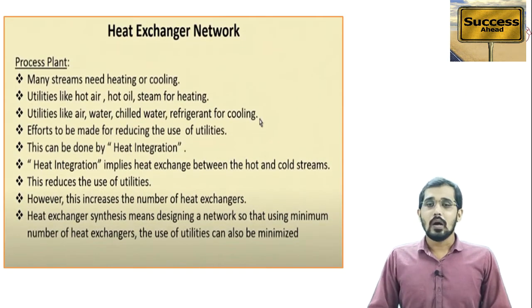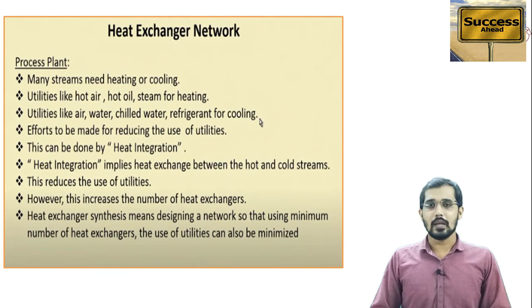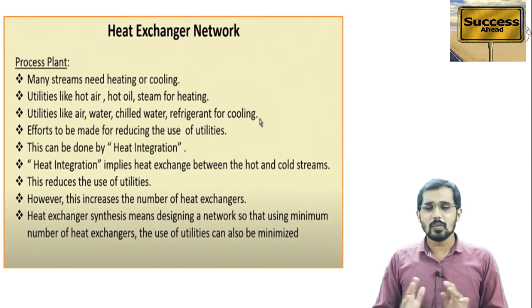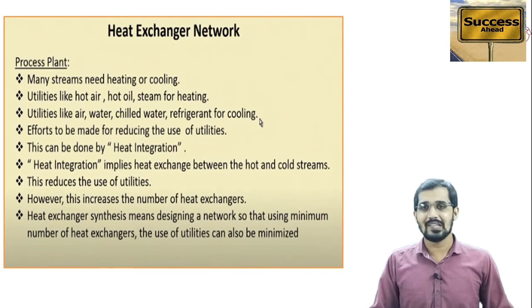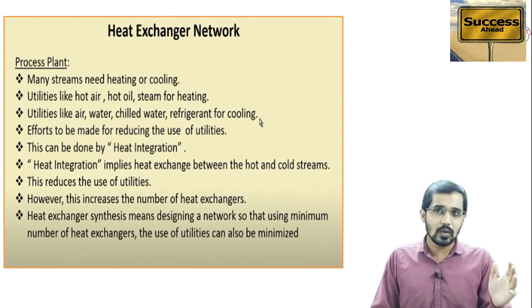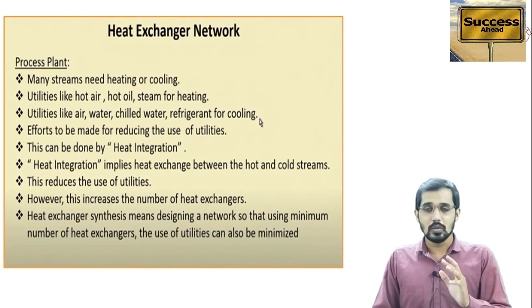Now next, what is the meaning of the heat exchanger network? This question can be asked for 5 marks in your exams as well. So how to write the answer for this question? You can see in this diagram, that is the process plant. In a process plant, a large number of process streams and process utilities are present. First point you can see on the screen now: many streams need heating or cooling. These need external cooling and external heating. Various process streams are available in industry that require extra cooling and extra heating.